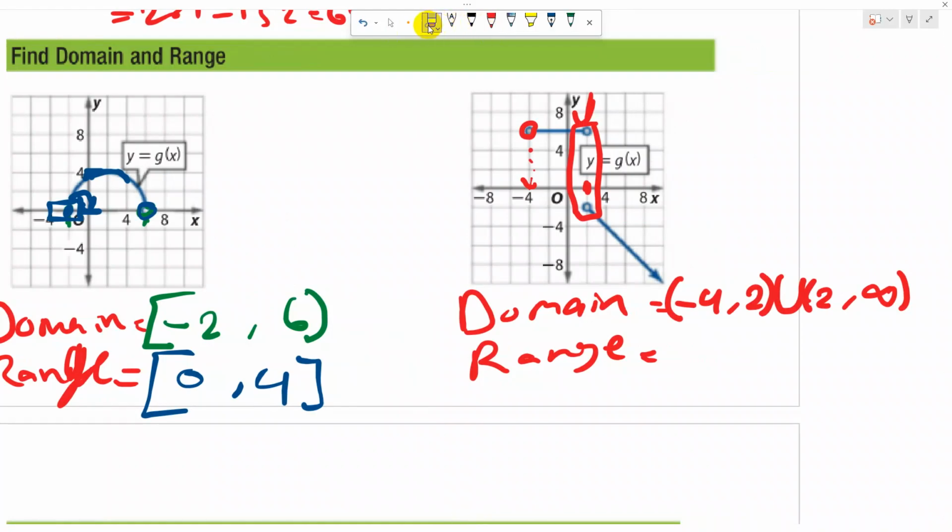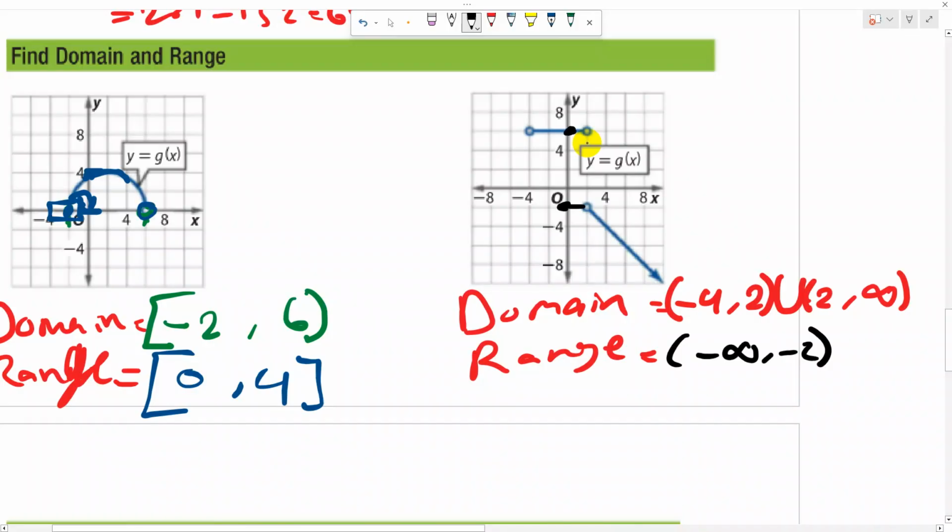Okay, so how to get the range? To get the range, we need to determine which point we will start with. It goes all the way down, so it starts with -infinity and goes up, up, up till this number, which is -2. But we don't have -2 here because we have an empty circle, so it's a rounded bracket.